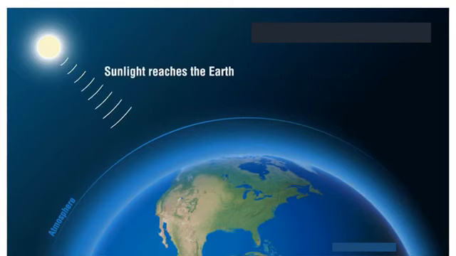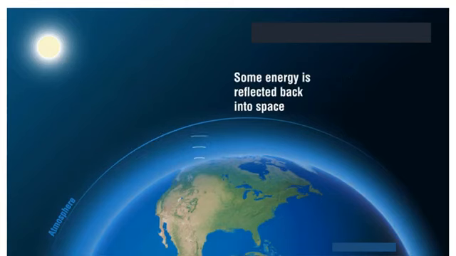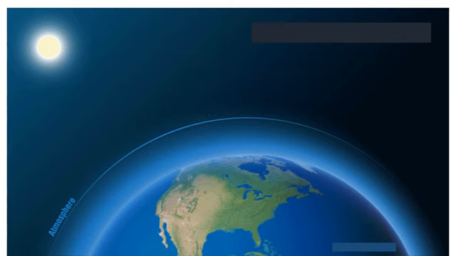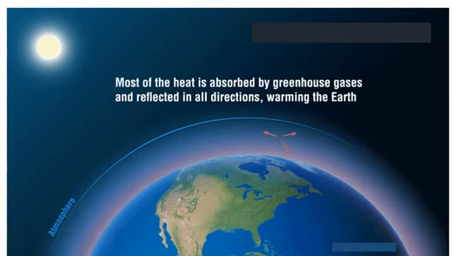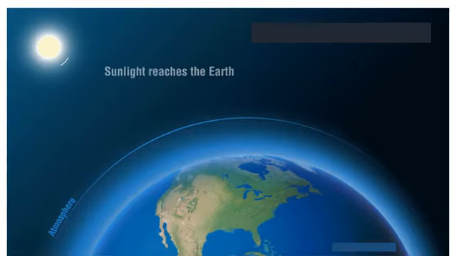Students, you can see sunlight reaches the earth, some energy is reflected back into space, and some is absorbed and re-radiated. Most of the heat is absorbed by greenhouse gases and reflected in all directions, warming the earth.